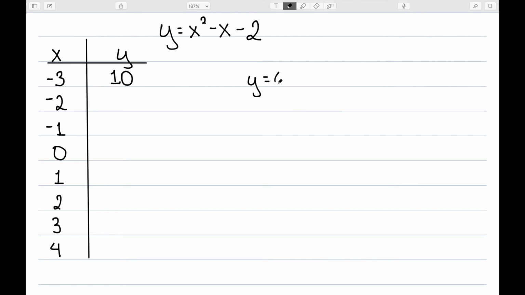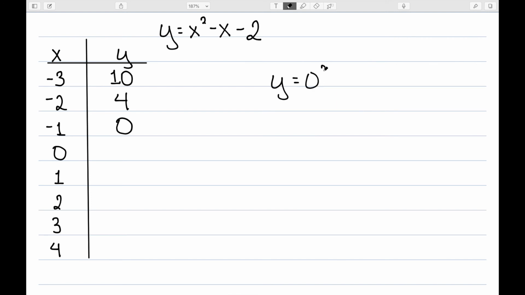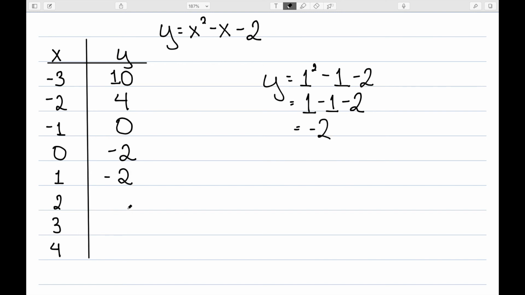For -2, I would have (-2) squared minus (-2) minus 2. (-2) squared is 4, plus 2 minus 2, which is 4. So the output for -2 would be 4. For -1, I have (-1) squared minus (-1) minus 2. (-1) squared is 1, plus 1 minus 2 is 0, so the output here would be 0. If we input 0, I have 0 squared minus 0 minus 2, which gives me negative 2 as my output. If we input 1, I have 1 squared minus 1 minus 2, or 1 minus 1 minus 2, which is negative 2. And you can go ahead and plug in 2, 3, and 4, and you will get 0, 4, and 10.